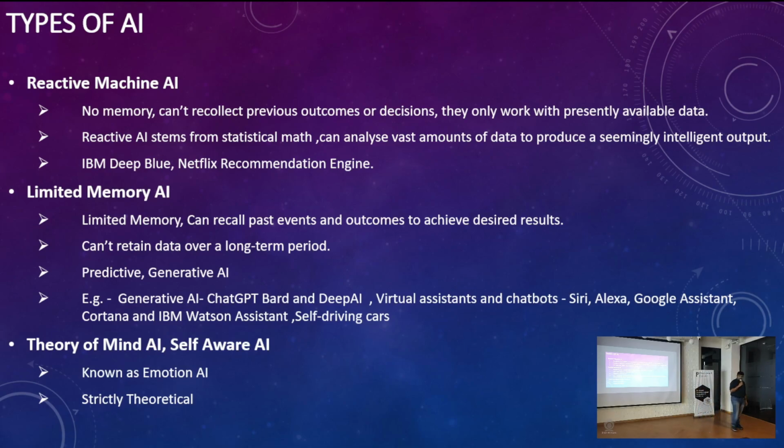Theory of mind AI and self-aware AI are something that is in an upcoming stage. You might have seen it in movies. You might have seen the Rajinikanth movie Robot. Chitti is an example of theory of mind AI, wherein emotions are also instilled into AI algorithms and they react accordingly. So dangerous, but it's something that is in progress. Yes.